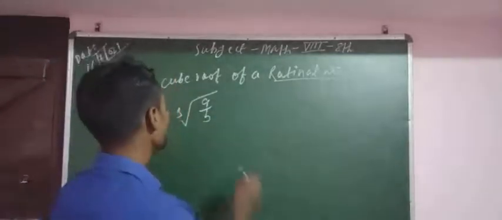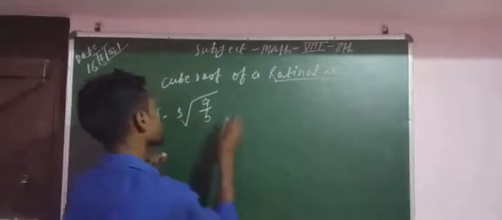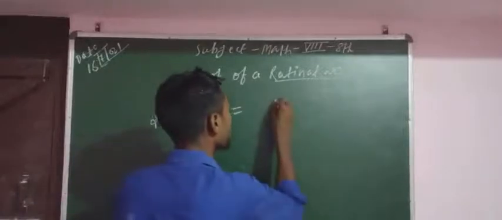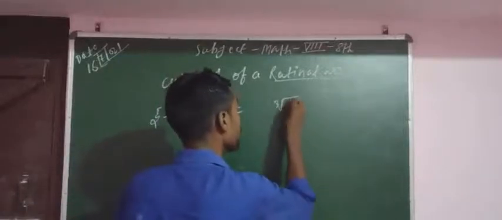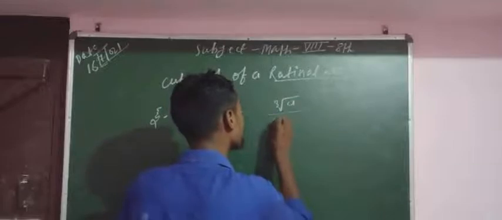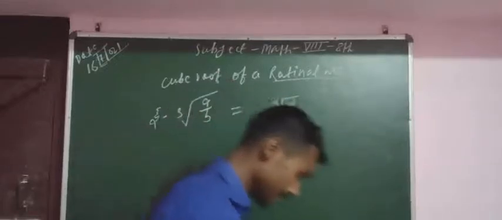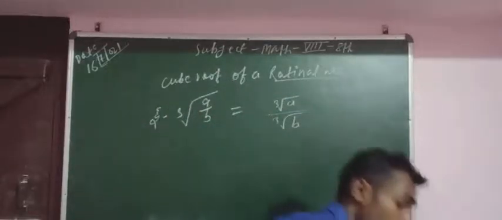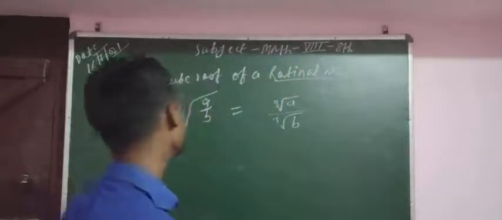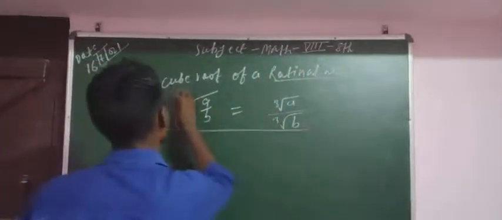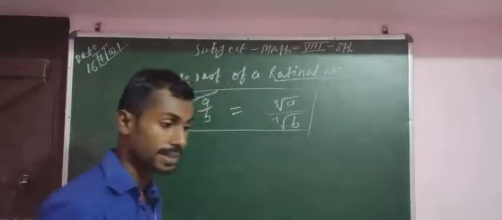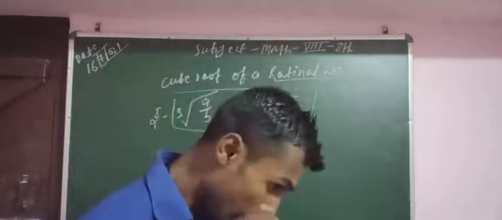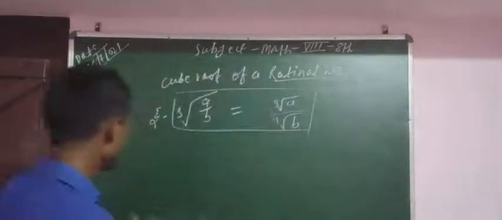So this can also be written as cube root of a and cube root of b. This is the basic term. And example.